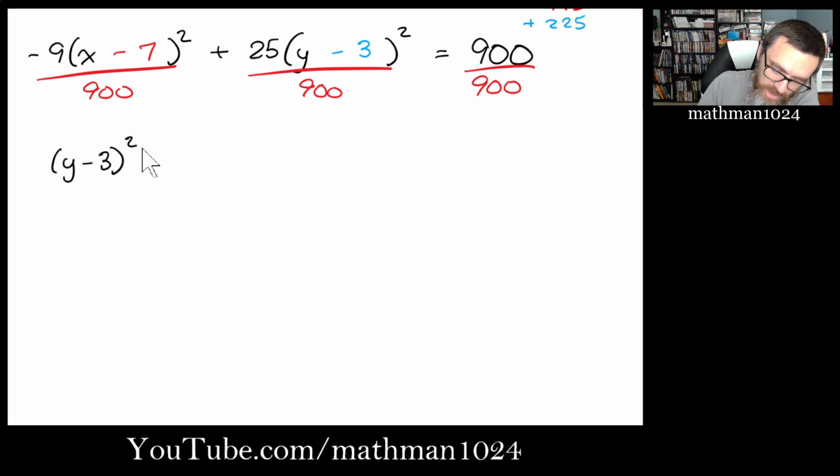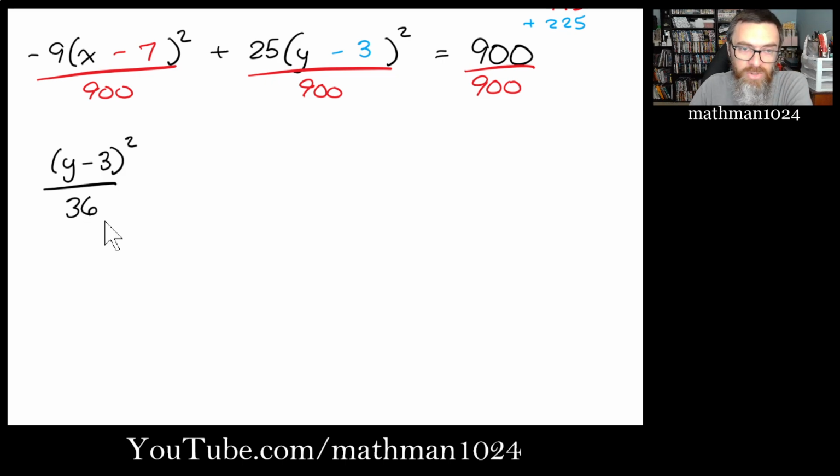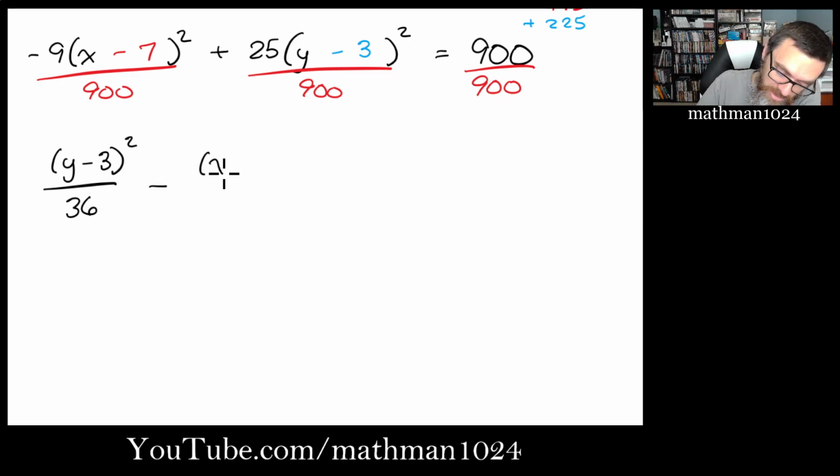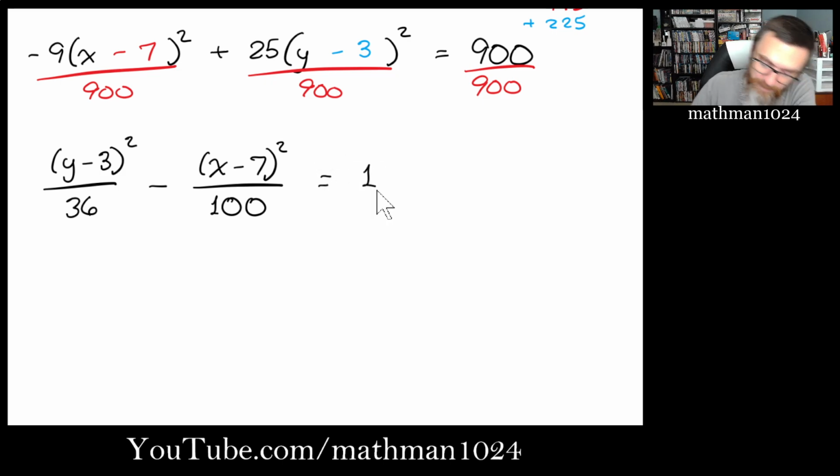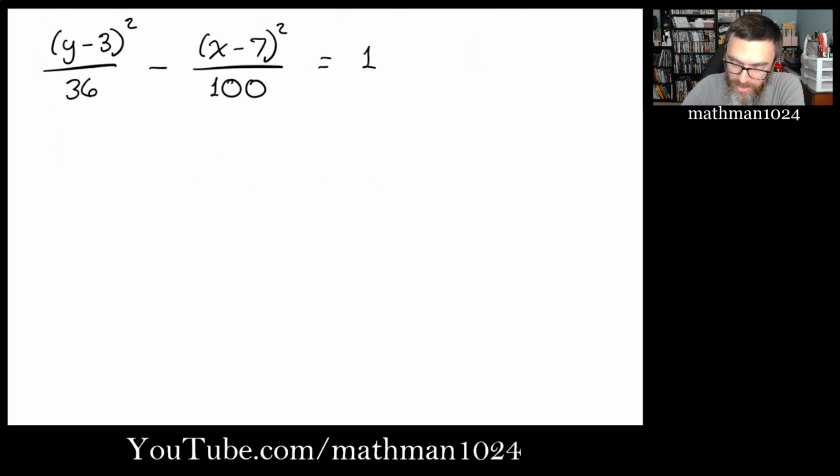y minus 3 squared over 25 goes into 900 36 times. Do the division on your calculator if you don't believe me. You know what? I feel like I might want to do that. Yeah, 36. I was fine. I was right. Minus, we have x minus 7 squared over 9 goes into 900, reduced to give me 100. All right, so here we go.